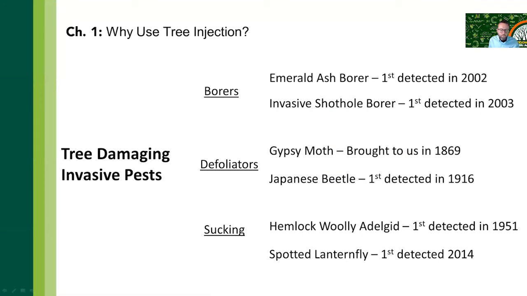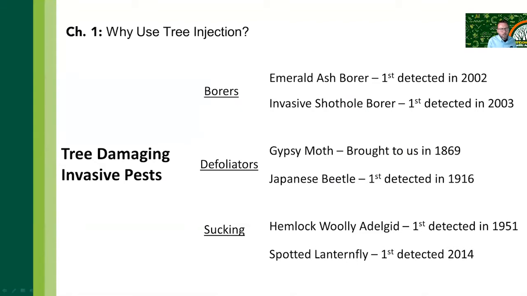Invasive shot hole borer is a really interesting pest if you're not familiar with that. It has a relationship with a fungus that can actually be brought into the tree, and then that will kill the tree. So these are kind of tree killing pests, these are very important insects to be managing in our landscape.